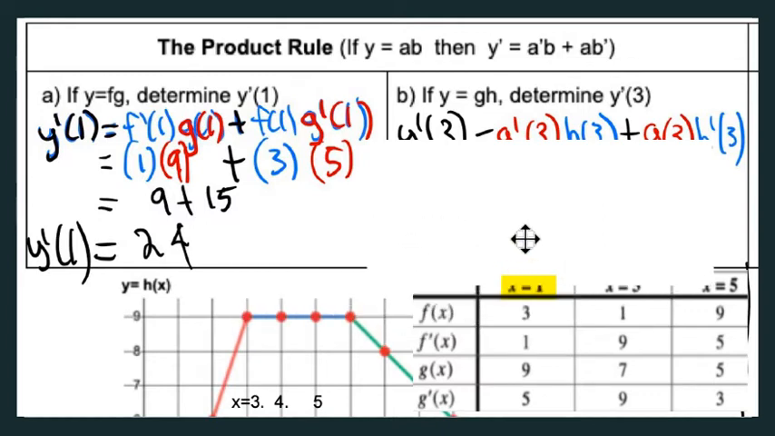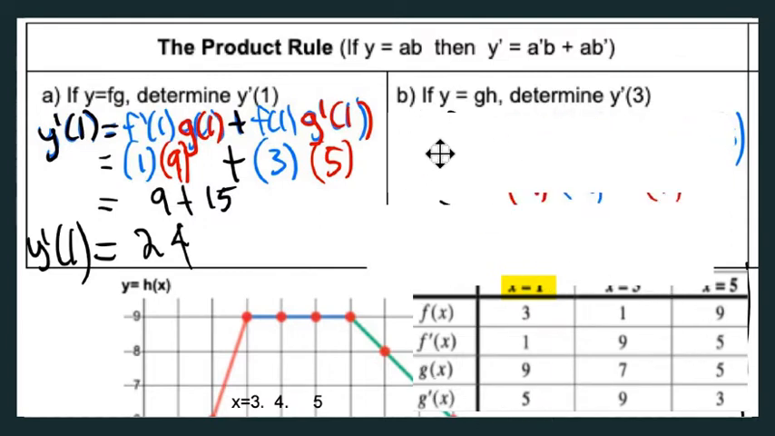Okay, so we know what the value of the derivative is. So the tangent slope at x equals 1 is 24 for this function. Notice we didn't use any algebra because the data was given in a table of values. Okay, so same process again. This time, though, y equals g multiplied by h, and we're going to find y prime at 3. So this time we actually have to use this graph here, h of x. So instead of just using a table, we're also going to use h of x.